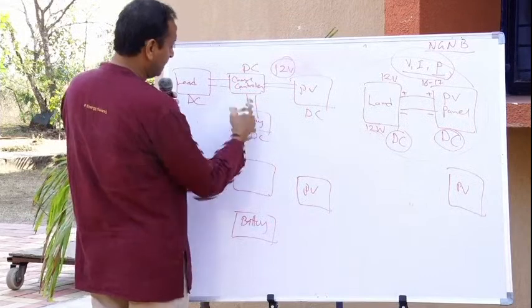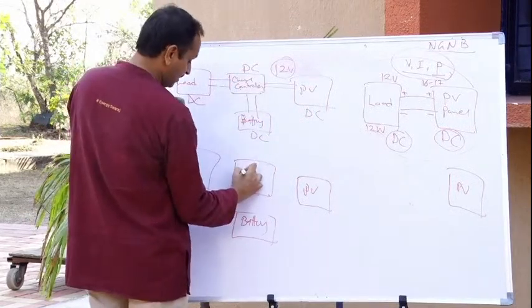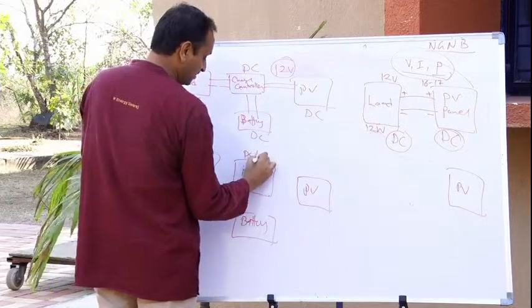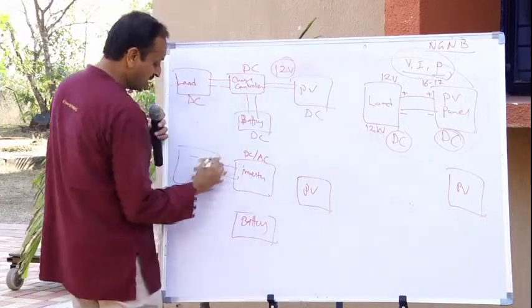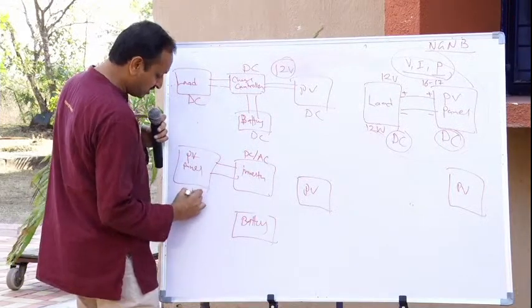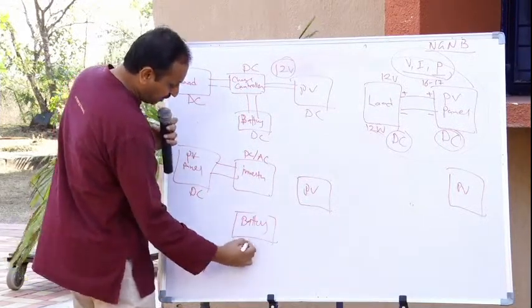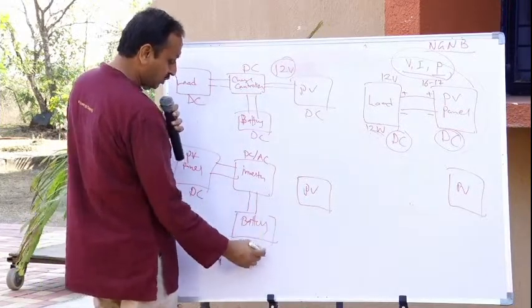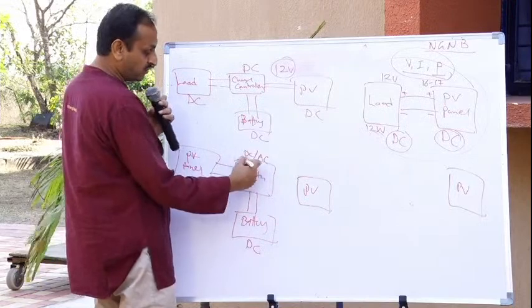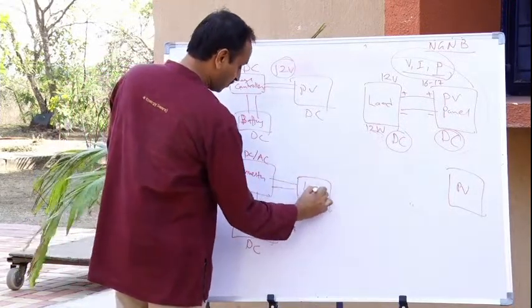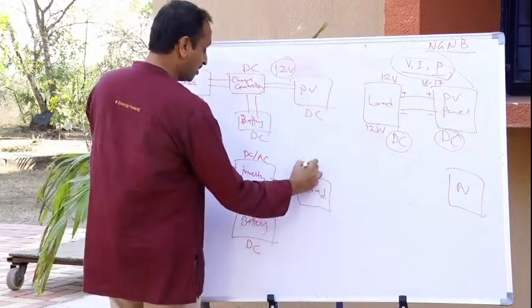And now instead of DC, you will have an inverter, which is a DC to AC converter. So your panel is still going to produce DC. Your battery is still going to store energy in DC, but your inverter converts DC into AC. So therefore your load can be an AC load.